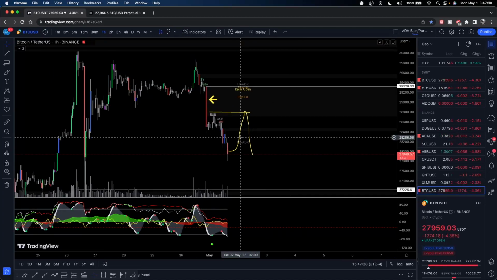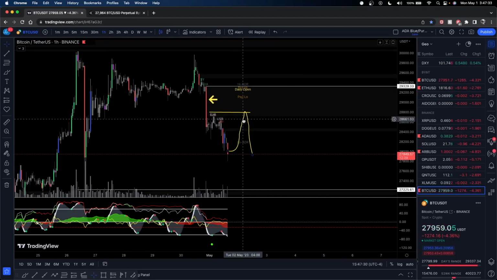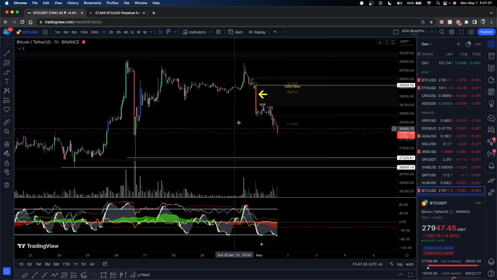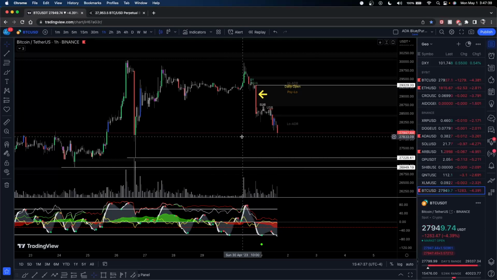So this is how you use vectors. This is why they're important, and you use them in tandem with Market Cipher B, which is the best indicator, by the way.